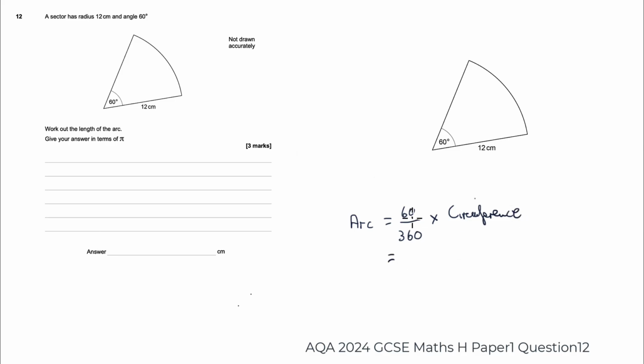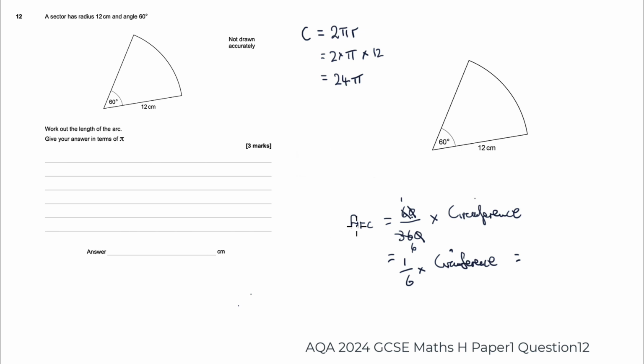Now, 60 over 360 can cancel by 10. 6 into 6 goes 1. 6 into 36 goes 6. That's 1/6 of the circumference. Now, do we know what the circumference is? Well, yes, we do. There's a formula that tells us the circumference of a circle is 2 times pi times the radius. 2 times pi, in this case, times 12. So that's 24 pi.